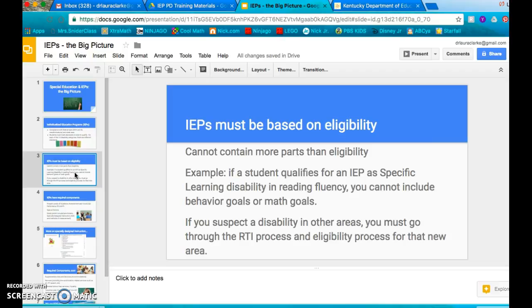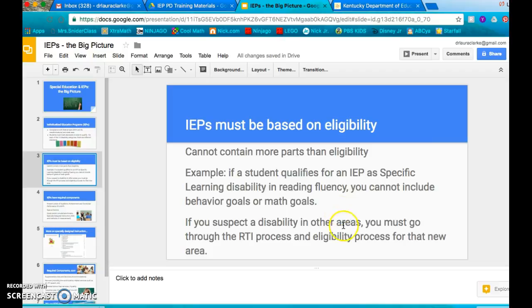So we need to be sure that when we're looking at an IEP, that IEP is focused solely on a student's area of eligibility. So for example, if a student qualifies for an IEP and their eligibility category is a specific learning disability and reading fluency, then we can't have behavior goals, we can't have math goals. Our goals can only be focused on the area of eligibility, which for this student was reading fluency.